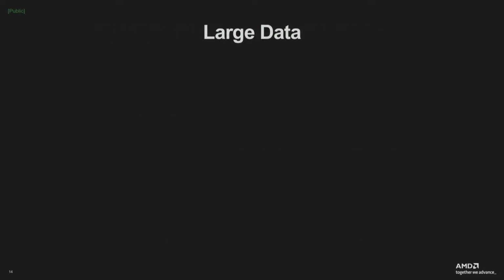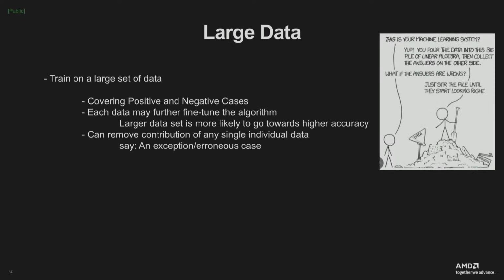You need to have a large data set. Why? Because first of all, you have to train on a large data set, and then you need another large data set to cross validate. So you need to have first access to a large data set. We should cover both positive and negative cases.